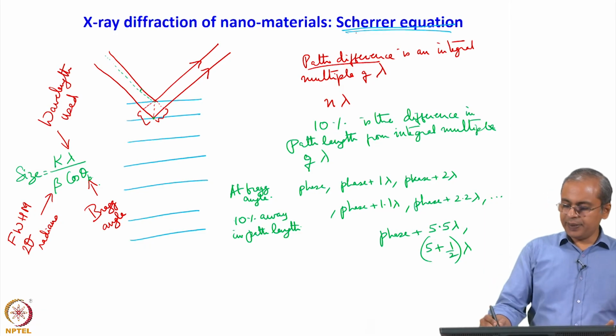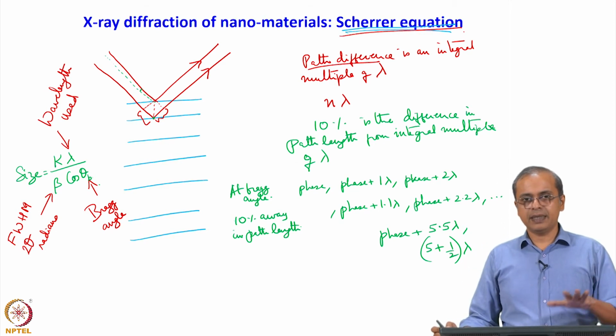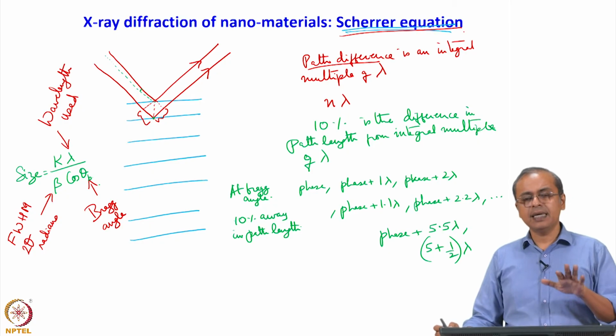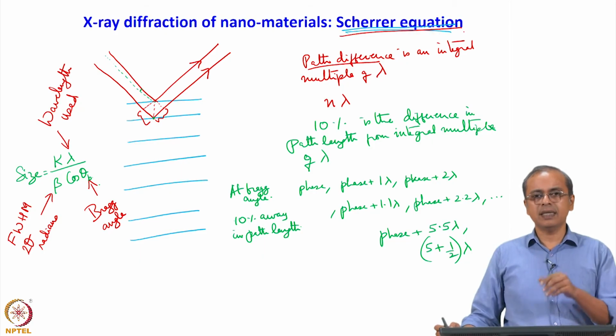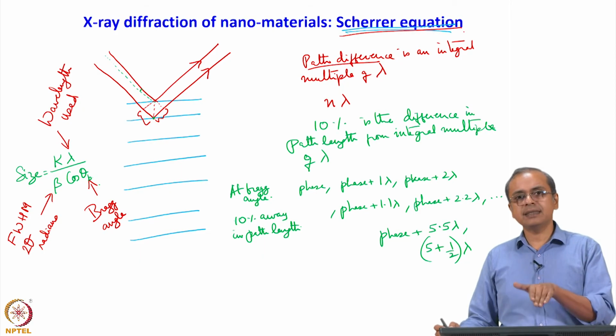So, this is the Scherer equation. This is used very extensively in nanocrystalline studies because it helps you understand the crystal size. There are some limits to the Scherer equation, you cannot use it for extremely small crystal sizes. So, it starts becoming more and more approximate, but you can still see trends using it.